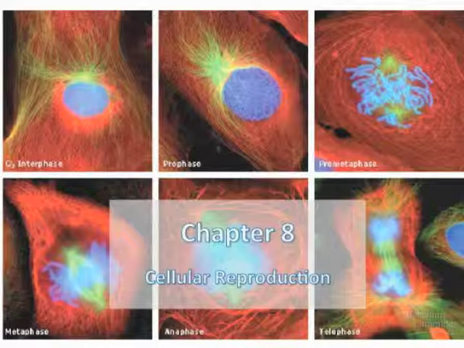Chapter 8 is all about cellular reproduction. We're going to talk about 2 processes, and we won't get to the second one today, but we'll touch on the first one. We're going to talk about a process called mitosis and then a process called meiosis.